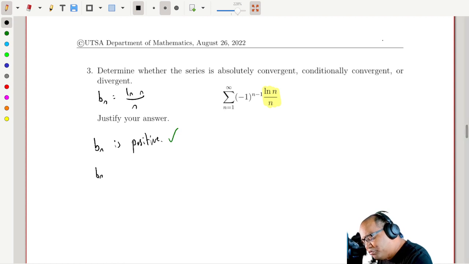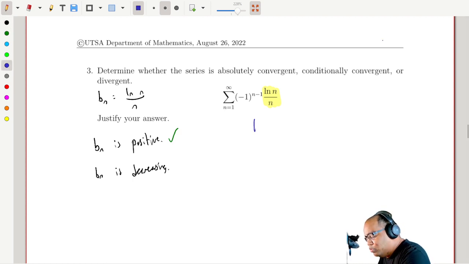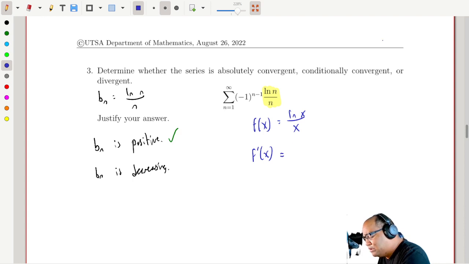And for bn decreasing, I'll go ahead and use derivatives here. I think it's a little easier to use derivatives here. So for bn decreasing, we'll look at f of x equals log x over x. I'll extend this to a continuous function. And when I take derivatives here, just using the quotient rule, I won't really go through the whole details here. If I use the quotient rule, bottom times the derivative of the top, so we have x times 1 over x minus top times the derivative of the bottom. We've got a log x there, all over the bottom squared.